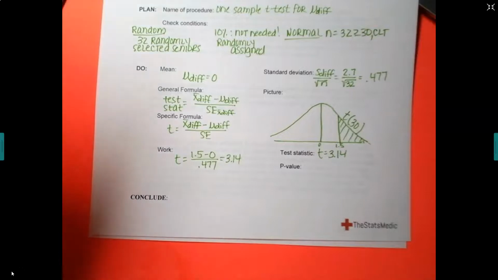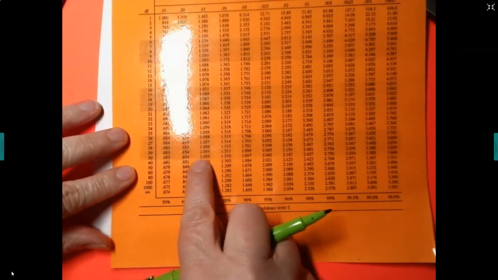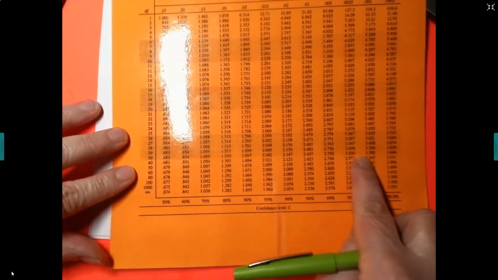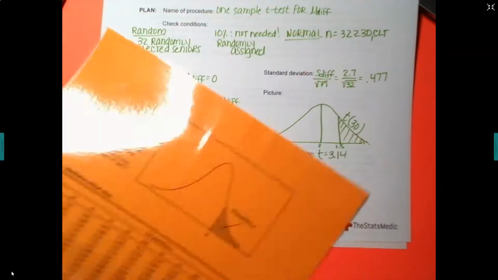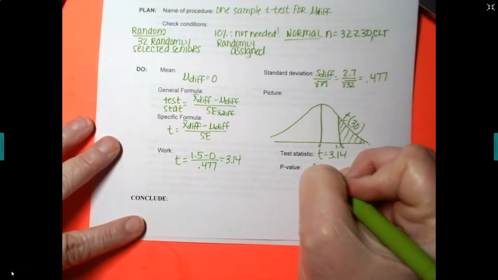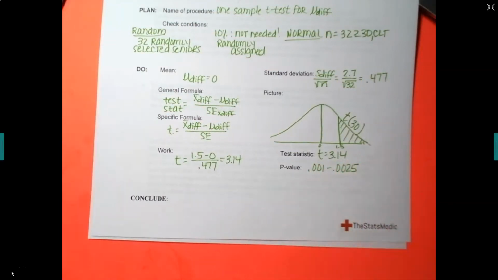So let's look. We got a t-score of 3.14 with 30 degrees of freedom. We go to 30 and go all the way over, and it falls between these two lines right here, between 0.001 and 0.0025. So what does that mean? Pause here, write a conclusion, and come back and compare it.